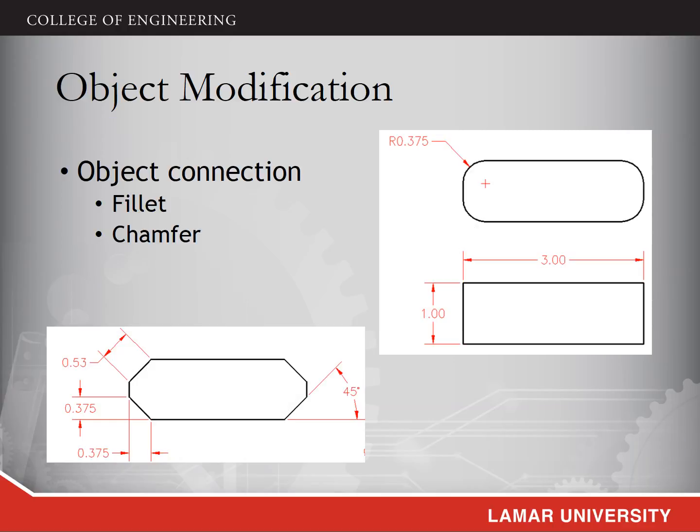Next, we learn two more object modification commands, fillet and chamfer. The fillet command is applied to smooth the corner with arcs, and the chamfer command is applied to smooth the corner with straight lines. And remember, for both commands, they are not necessarily applied to rectangles. Actually, they could be used for any corners generated by straight lines. In the next slides, I'm going to show you how to use these two commands to smooth the corners.